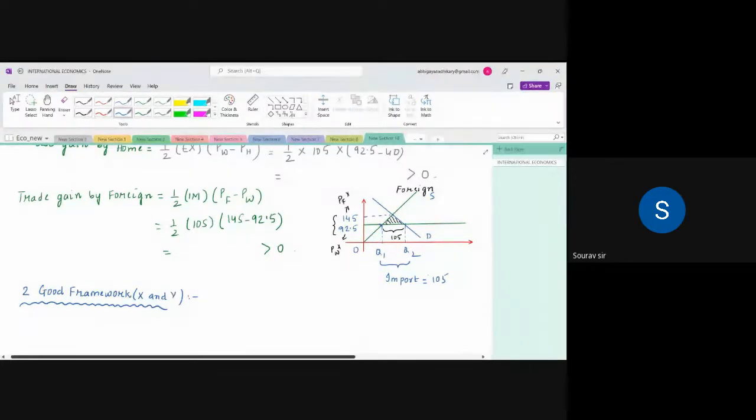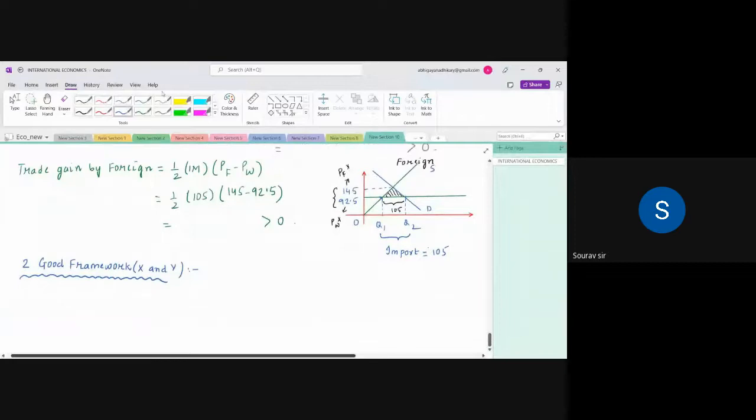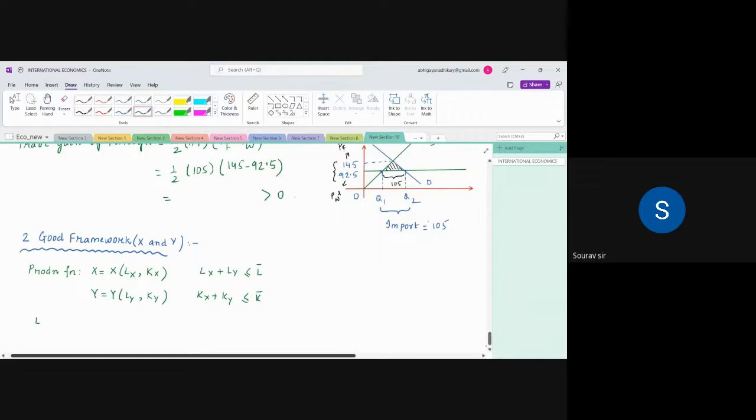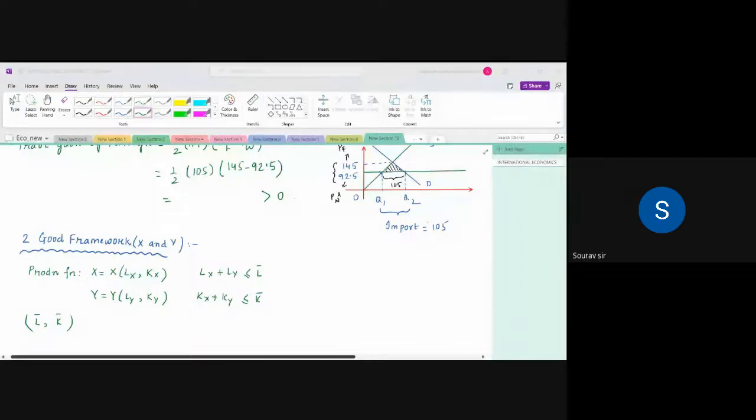Before actually proceeding, let us have a brief recap of what we'll need. When I'm considering two goods, as you have seen in your micro class as well, these two goods will have a production function. So for production, X has a production function of X, which is Lx, Kx, and Y has a production function of Ly and Ky. And Lx plus Ly is less than or equal to L bar, and Kx plus Ky is less than or equal to K bar. Do we remember, Prachita, what L bar and K bar were?